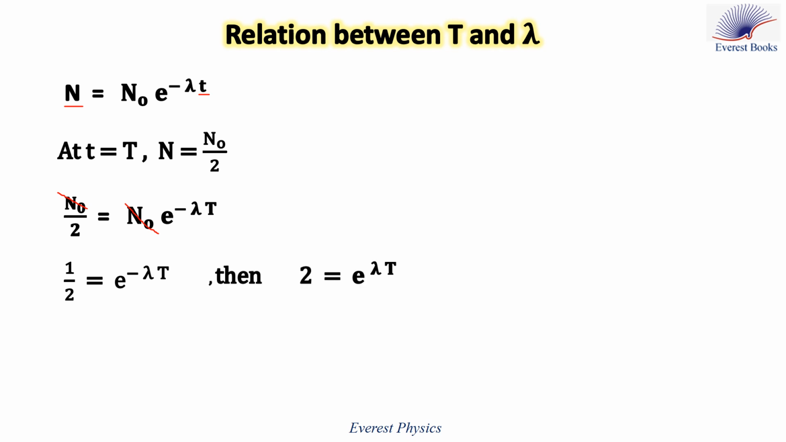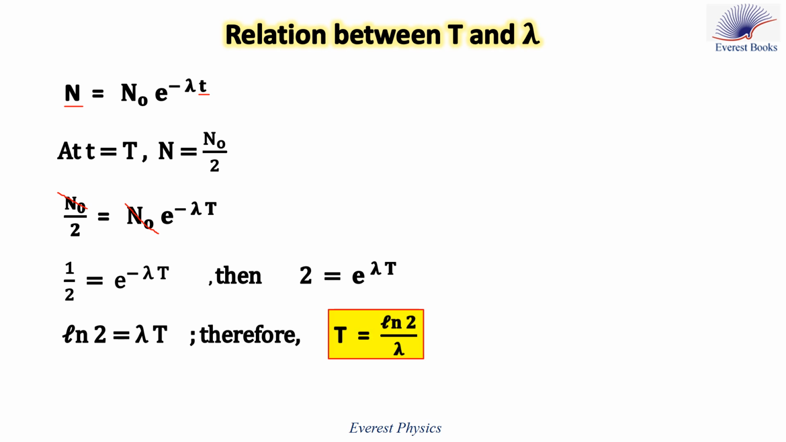Then we can write 2 equals e to the power lambda T. Taking the natural logarithm of both sides gives ln 2 equals lambda T. Therefore, T equals ln 2 over lambda.